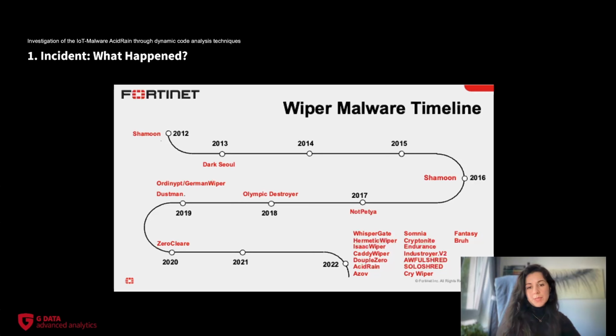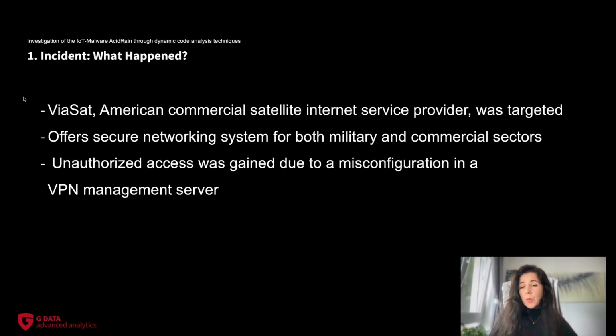Fortinet shows with this picture how wiper malware occurs over the years. You can say maybe one IoT wiper malware in each year, but in 2022 a lot of wiper malware were deployed. They are not all targeting Ukraine, but most of them. And what happened?